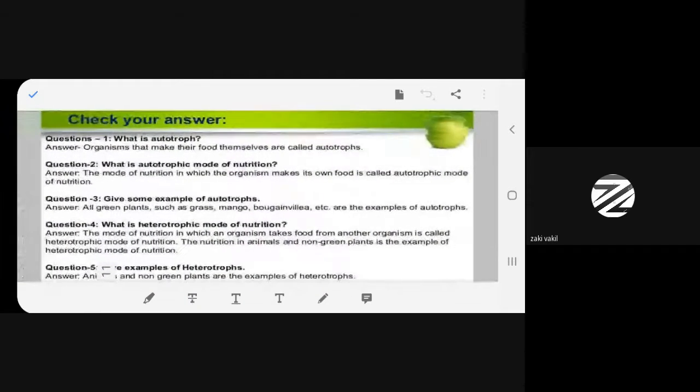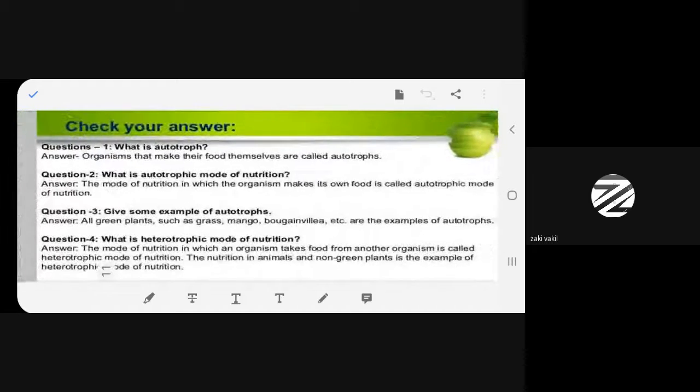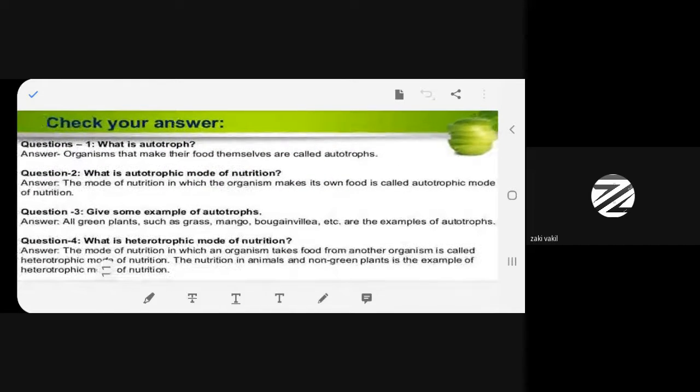So, what have we done so far? Three types of nutrition: autotrophs, heterotrophs, and saprotrophs. Very good. Now, what is your homework today? These question answers you have to write in your fair book.